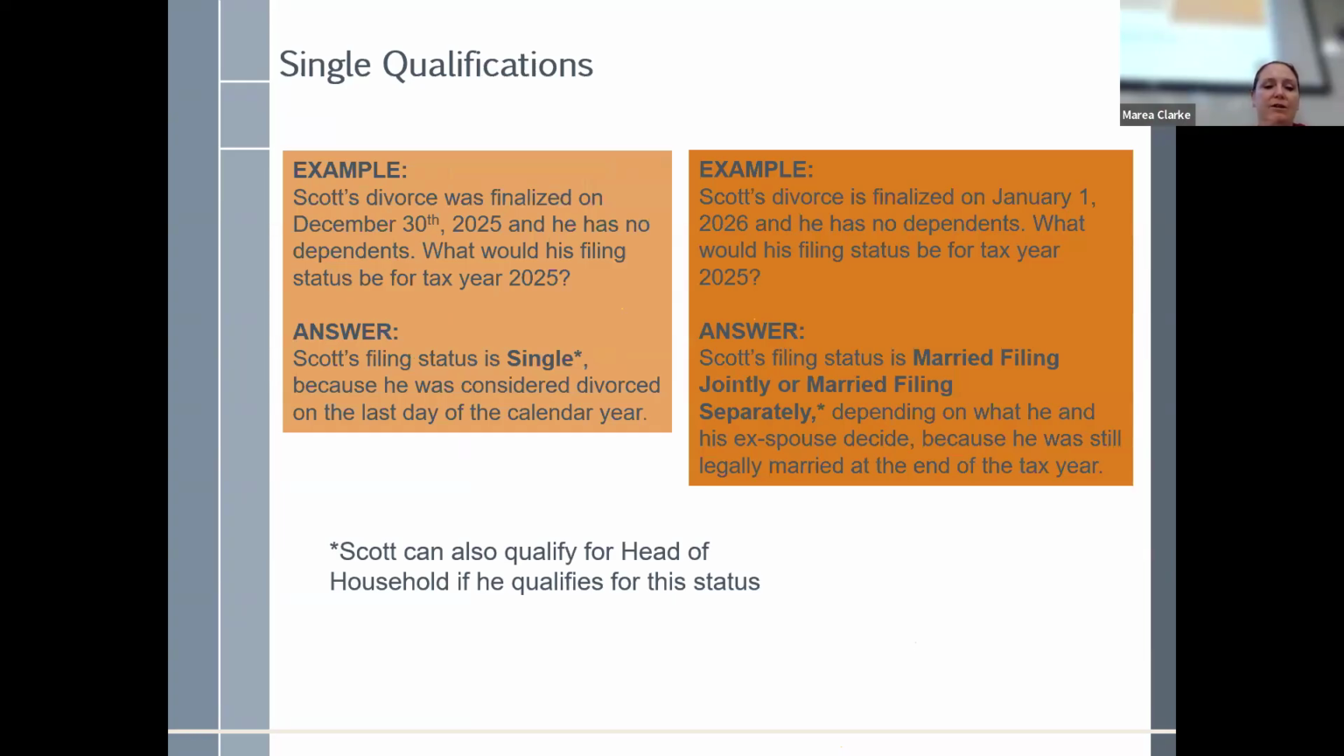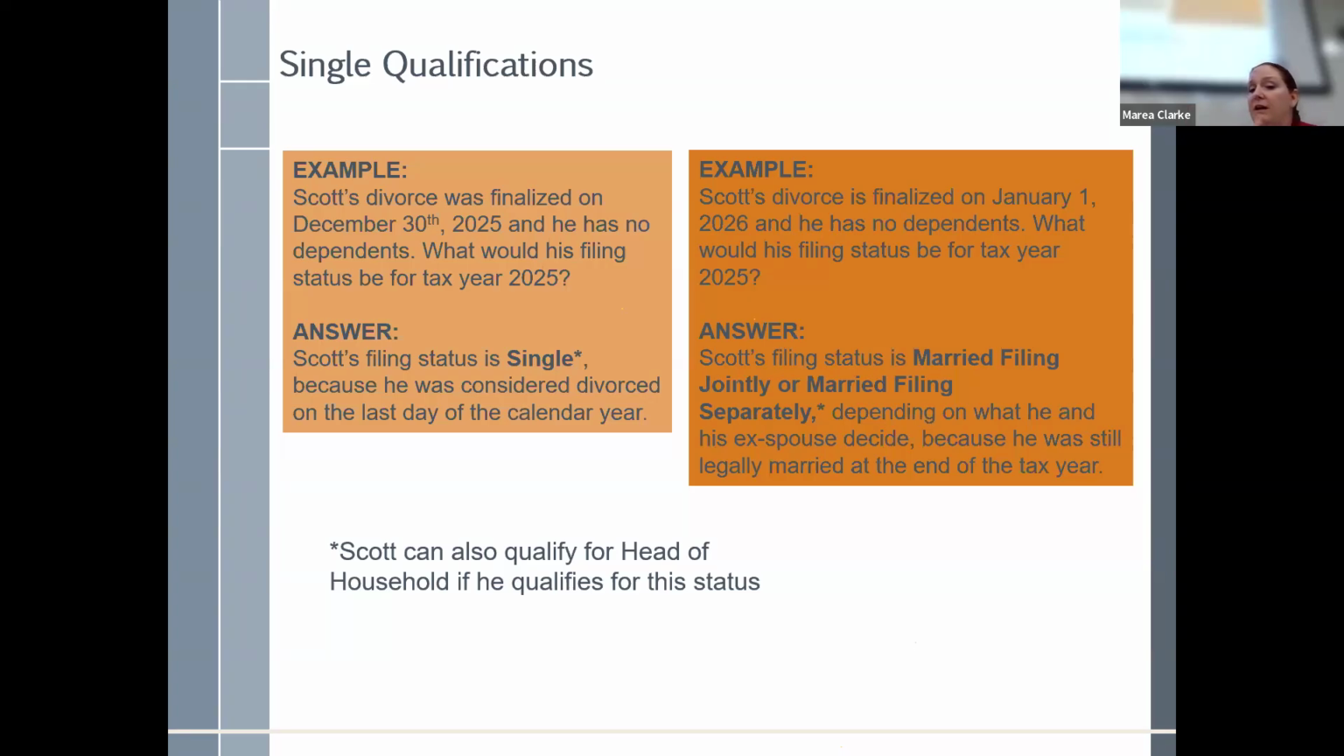So let's say Scott, for example, his divorce was finalized on December 30th. He has no children. What would his filing status be? It's going to have to be single because he was divorced. He's not married anymore on the last day of the calendar year, even though for 364 days out of the year he was actually married. Because he was not married on that last day, he now files as single.